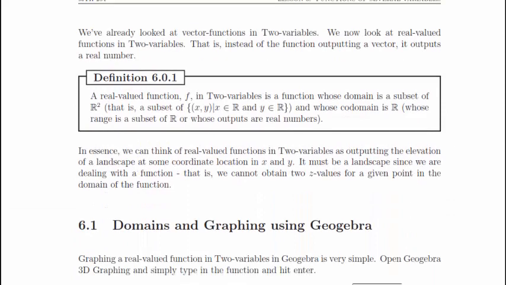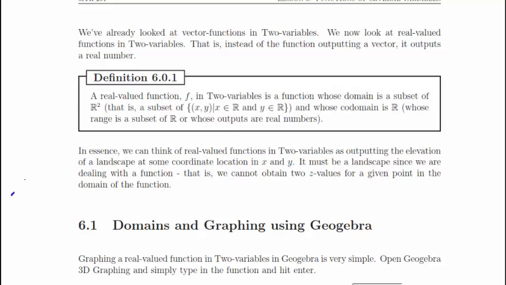So the general definition for a function in two variables is a real valued function f, for example, in two variables is a function whose domain is a subset of R2, that is a subset of the set of x comma y, such that x is in the real numbers and y is in the real numbers, and whose codomain is the set of all real numbers, or whose outputs are all real numbers. You can pause for a second and read this in detail if you'd like.